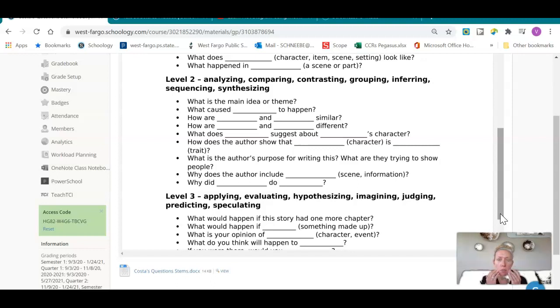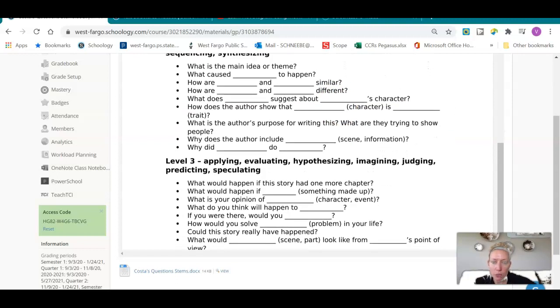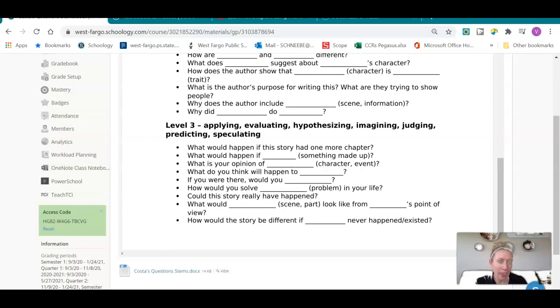So thinking about our text structures, what caused something to happen, talking about theme, how are things different and similar, and then moving on to predicting, evaluating, imagining what would happen if the story had one more character, what would happen if, and then you make something up. So this is a very, very quick intro to the questions that we'll be using when we start our novel.